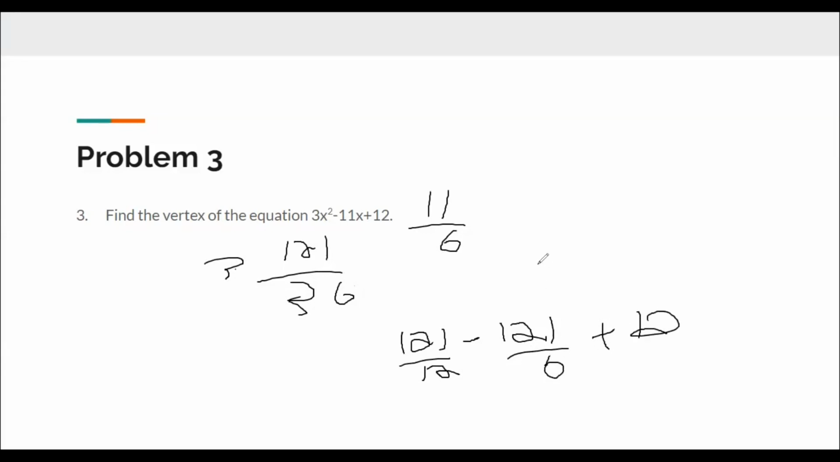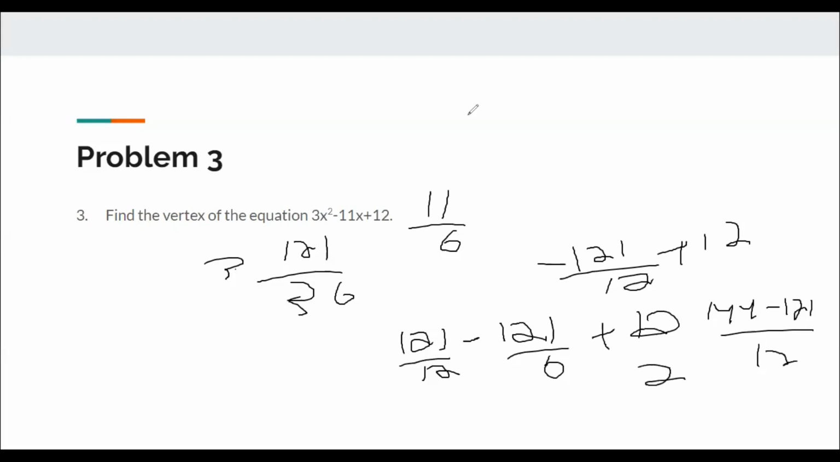So this is just going to be negative 121 over 12 plus 12. And that's just going to be 144 minus 121 over 12, or 23 over 12. So it's going to be 11 over 6 comma 23 over 12. That's our vertex. Or you could say our axis of symmetry is at x is equal to 11 over 6.